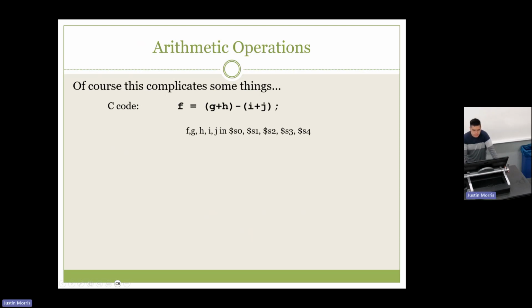So here's some high-level C code, right? We have F, and we want it to be G plus H and then minus I plus J. So we have all the different variables, and they're gonna go into these different registers. So F, G, H, I, J into S0 through S4.